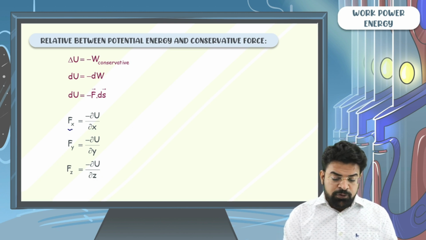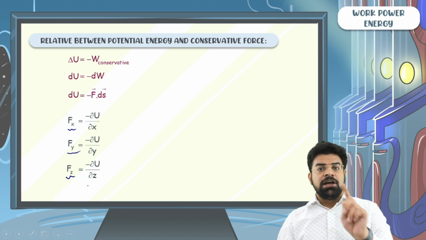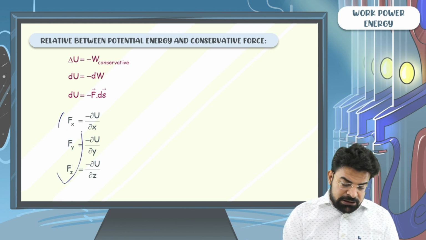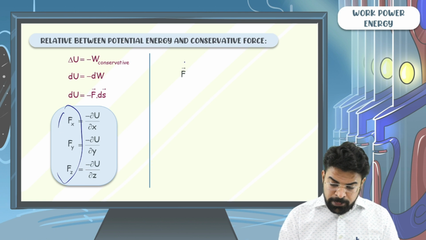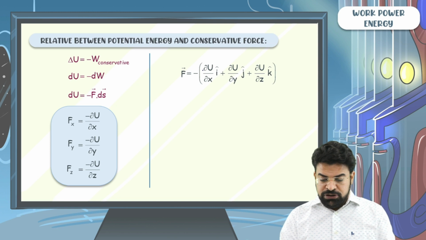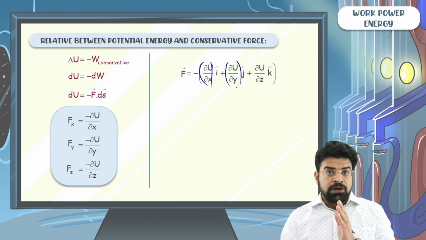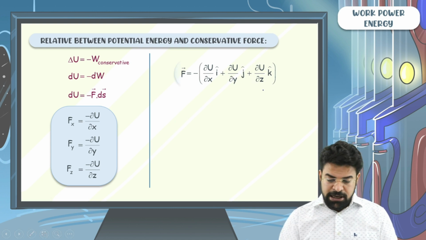So the conservative force in x direction equals minus del U by del x. The conservative force in y direction, minus del U by del y. The conservative force in z direction equals minus del U by del z. Hence, we can combine these three and write the net force equals minus del U by del x i cap, that is the force in x direction, minus del U by del y j cap, that is the force in y direction, minus del U by del z k cap, that is the force in z direction.